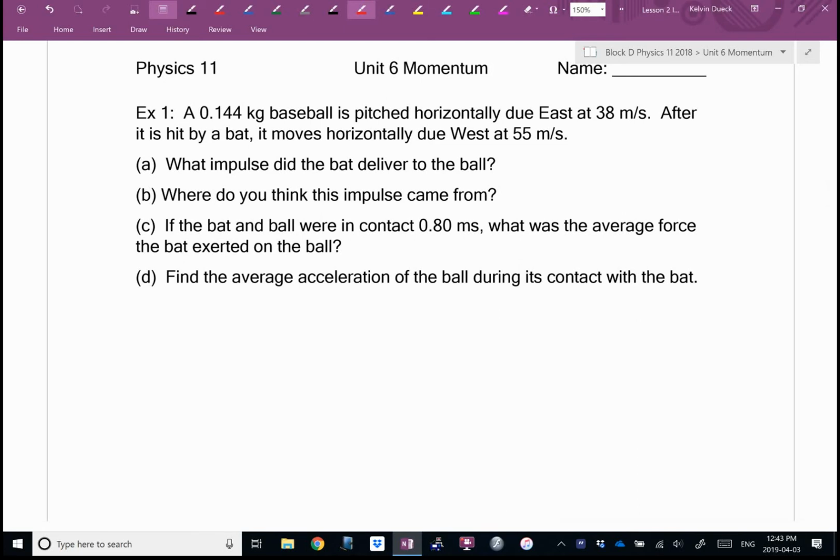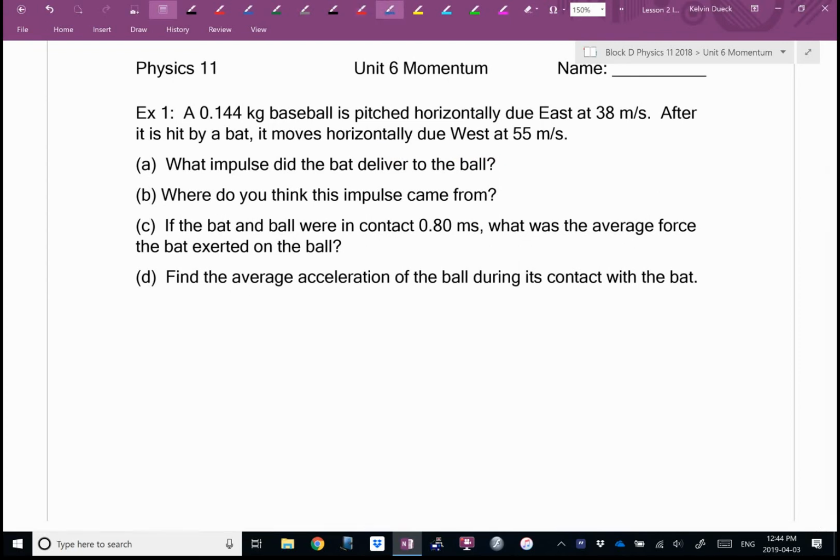Turn the page. A .144 kilogram baseball is pitched horizontally due east. Due what? Due east at 38 meters per second. After it's hit by the bat, it moves horizontally due west at 55 meters per second.